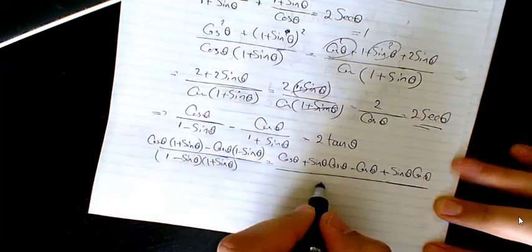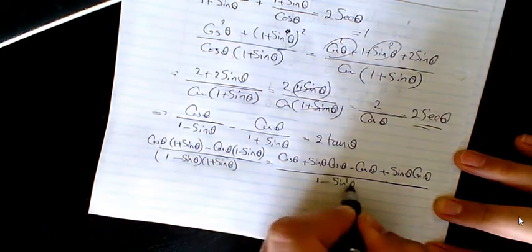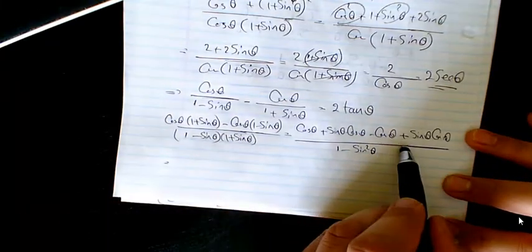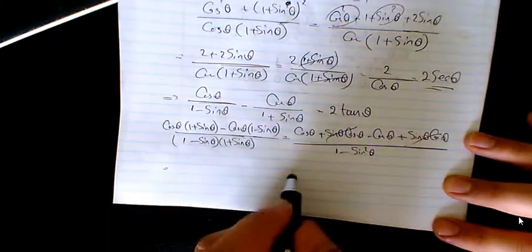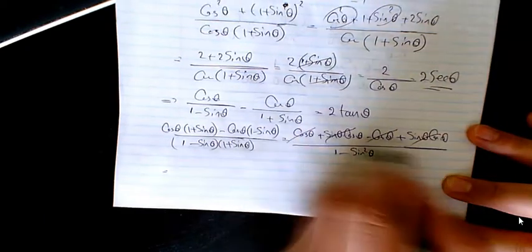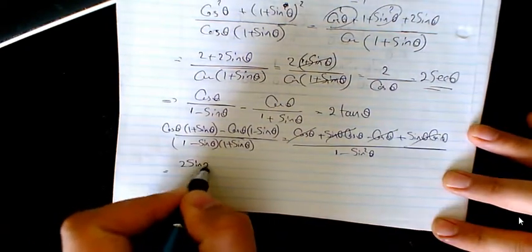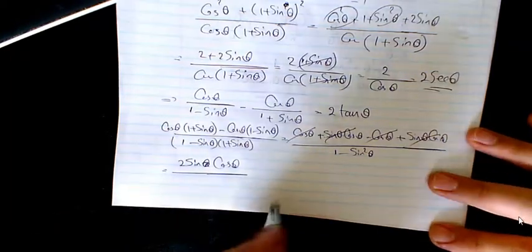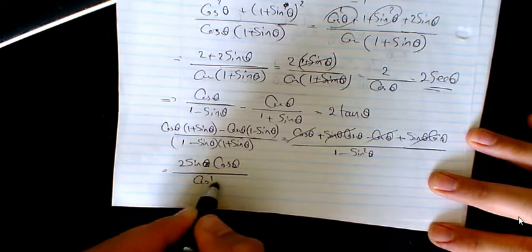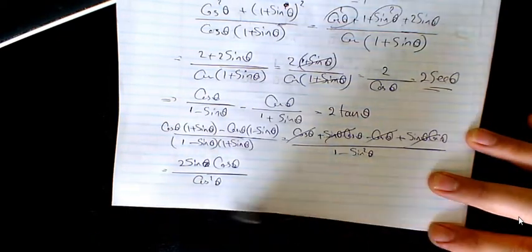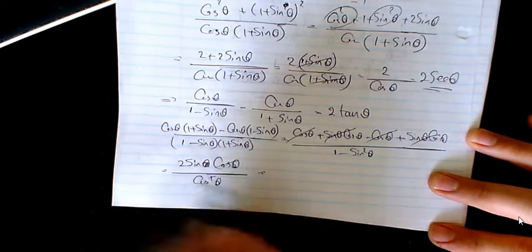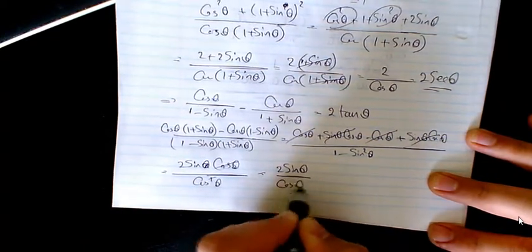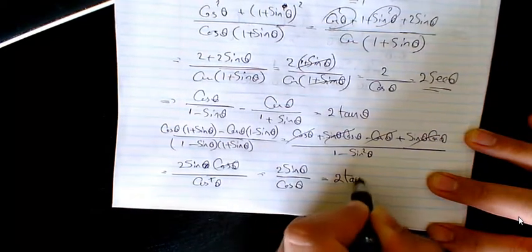In the denominator I have 1 minus sine squared theta based on difference of squares. So if we go back here, these two cancel out. These two cancel out, and these two will be 2 sine theta cosine theta. And here I have cosine squared theta from here. 1 minus sine squared is cosine squared. So this one and this one cancel out, and I will have 2 sine theta divided by cosine theta, which will be equal to 2 tan theta.